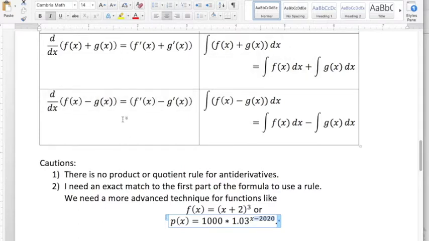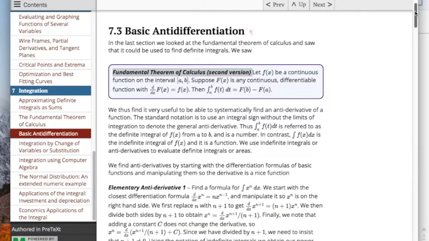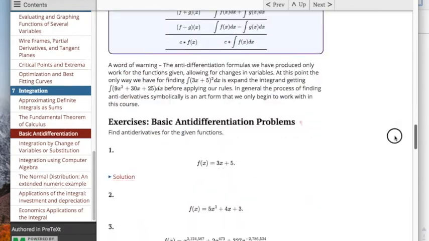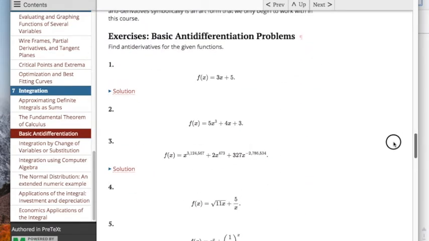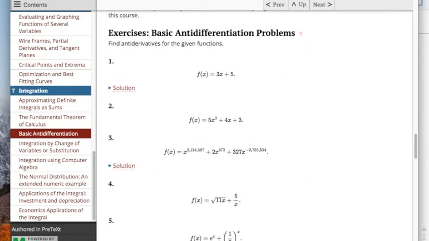U substitution will be the equivalent of the composition rule, but there isn't a product or quotient rule, or those are things that we don't get to in this course. It's worthwhile now to look at some examples, and I'm going to look at examples out of the exercises. So I'll start with exercise 1 and then go to exercise 3.